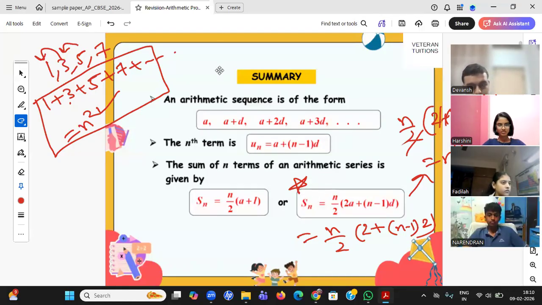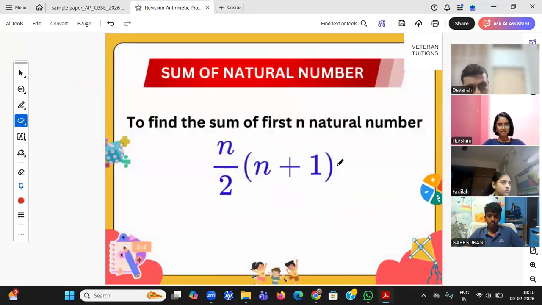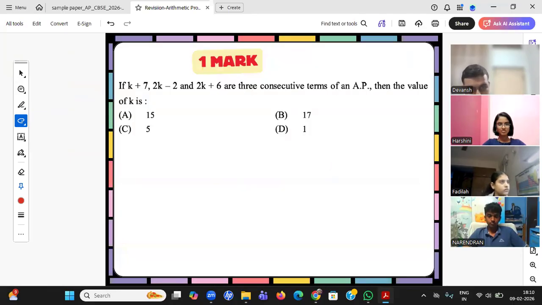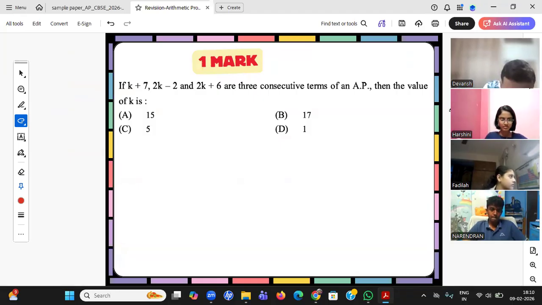With that, let us start the session's questions, student. I'll slowly increase the level. Let's start with 1 mark, 5 to 6 questions. Then we'll go for 2 marks and 5 mark questions, and finally we'll end with the case-based question.